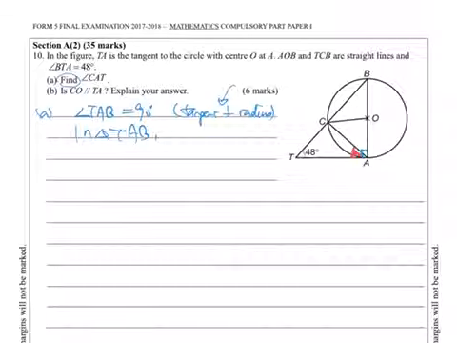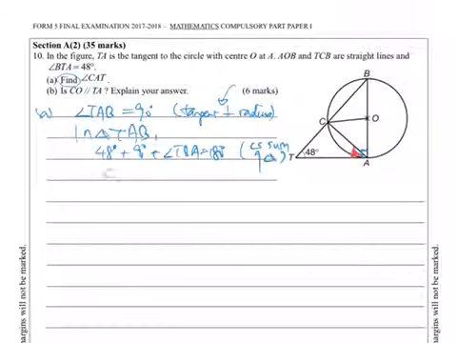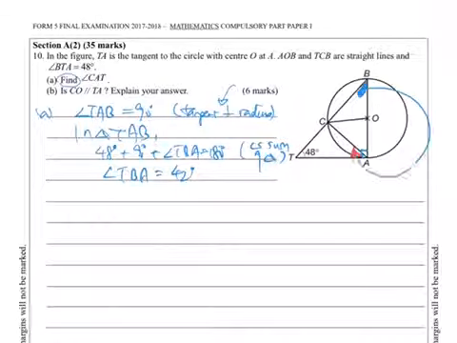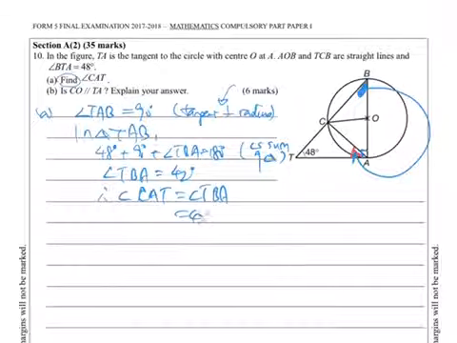Then by the angle sum of triangle, 48 degrees plus 90 degrees plus the angle TBA is 180 degrees. This is angle sum of triangle. So you can get the angle TBA equal to 42 degrees. Now after you know this angle, we know that they are the same. So therefore angle CAT equals angle TBA equals 42 degrees. The reason is angle in alternate segments.